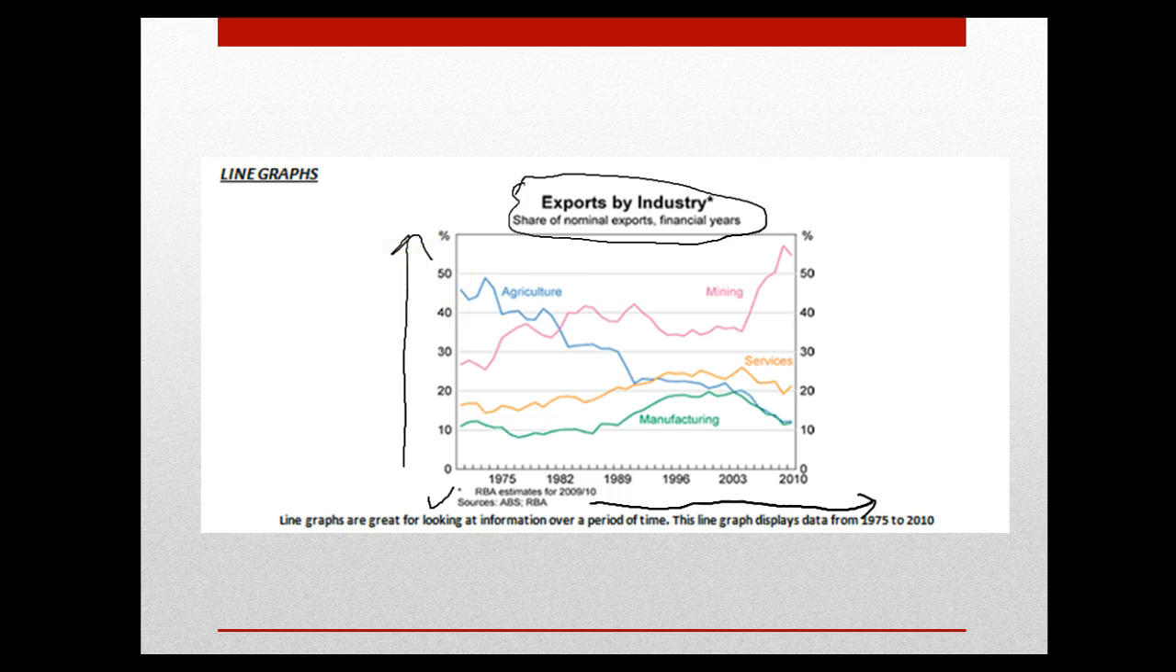So I can see that this graph only goes up to 50%. If you have a look here, that's about 45%. That's about 27. It's about 17, and that's about 10. So those values add up to about 100%. So I can tell that these are the four main exports by industry. I've got agriculture, mining, services, and manufacturing.